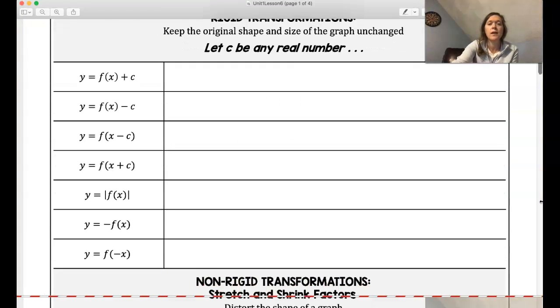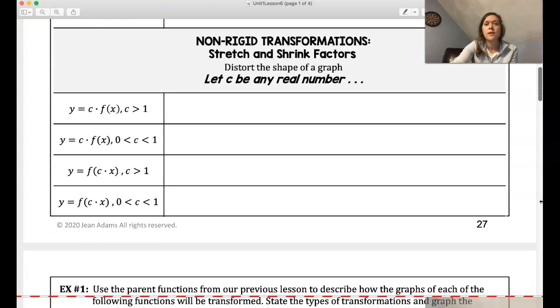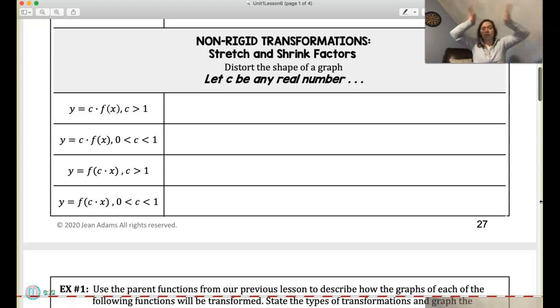Okay, so now let's go to our non-rigid transformations. Non-rigid transformations are when you're going to distort the shape of your graph. So these are your stretches and shrinks. Are we stretching it out? Are we shrinking it up? Stretching makes it go taller.